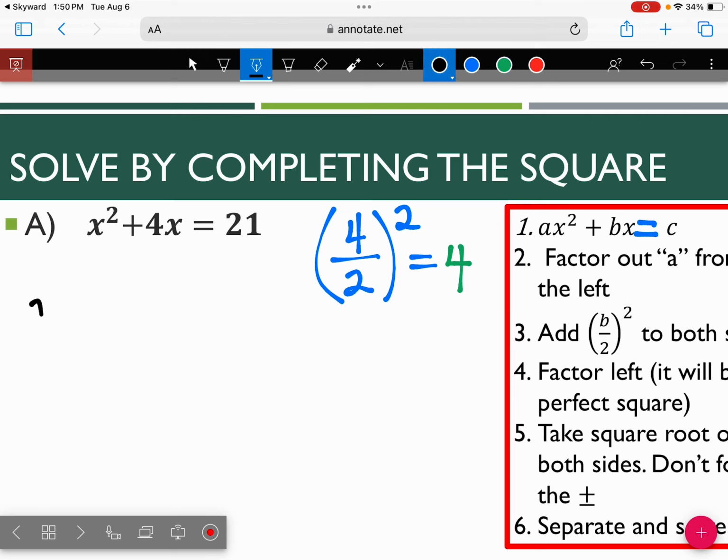So I have the x squared plus 4x equals 21. And then I'm going to add 4. And then I'm going to add 4.